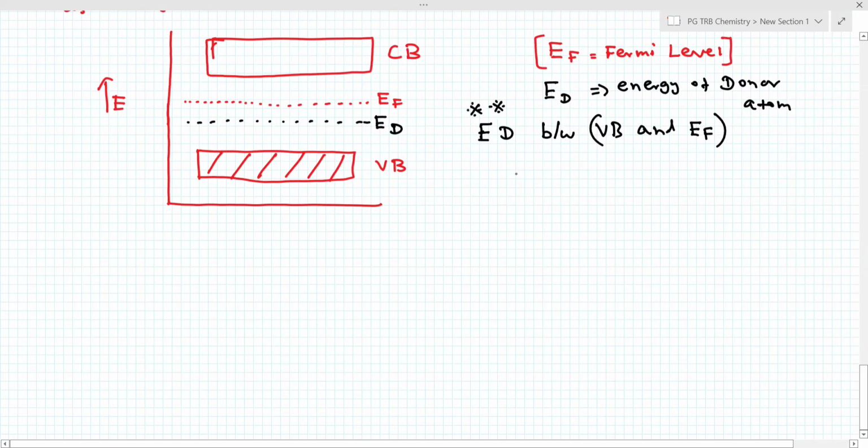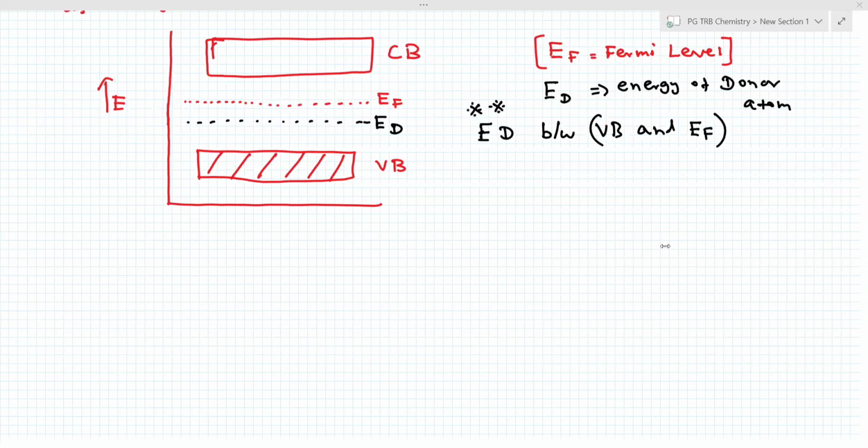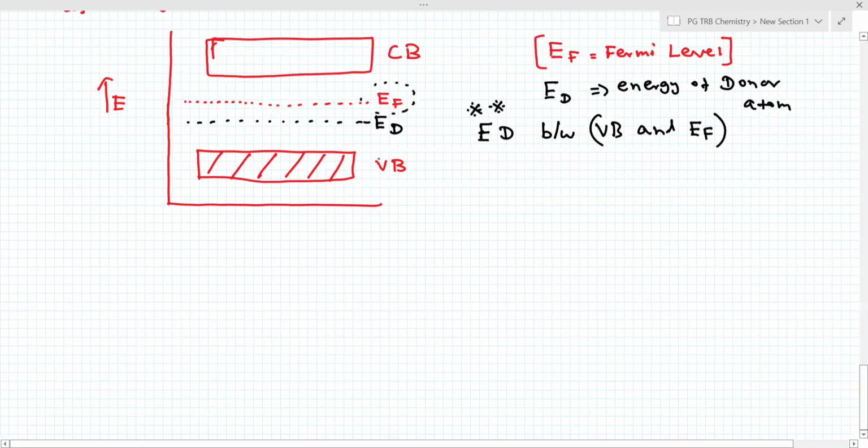No, catch it. They will ask a graph, a data graph. And please mute your mic. Where is the position of the donor band? The energy of the donor band, where is it? It is in the middle, between the Fermi level and the valence band. Okay, please, very important.